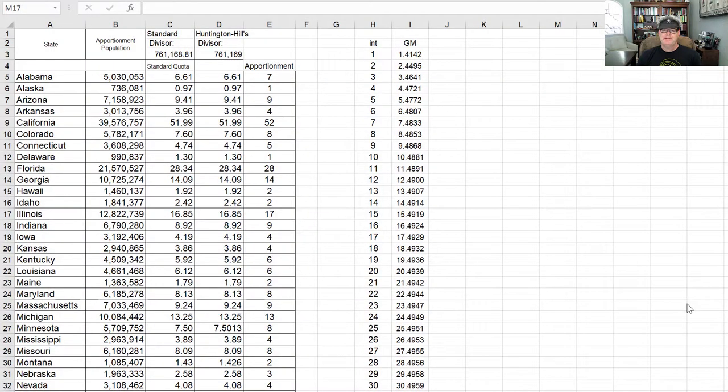Good day, everybody. Today we're going to look at Huntington-Hill and other divisor methods for apportionment.